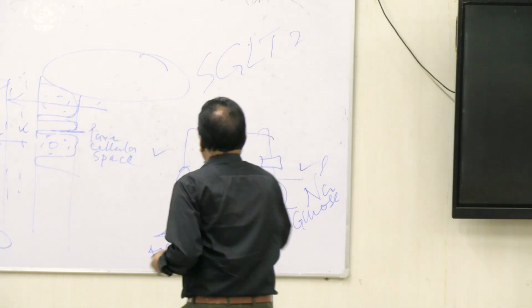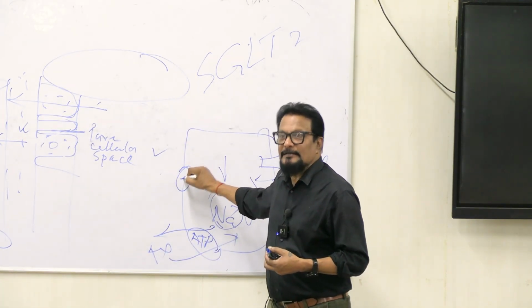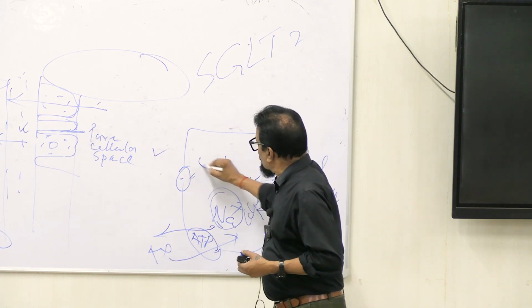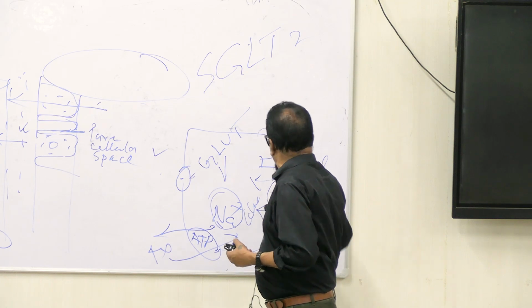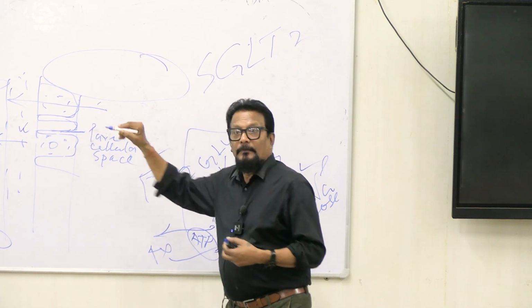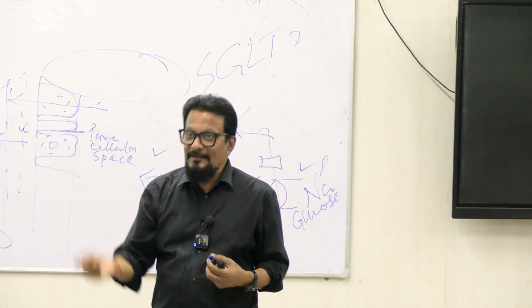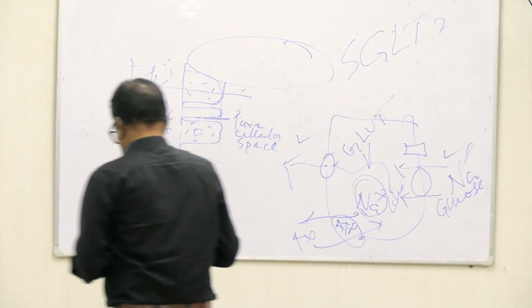And from this, another transporter is there. What is it? It is the GLUT transporter. So from here, this glucose will be coming into the interstitium, then it will enter into the blood capillaries. Okay.